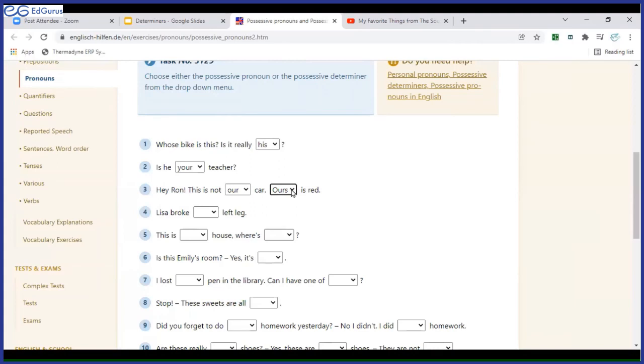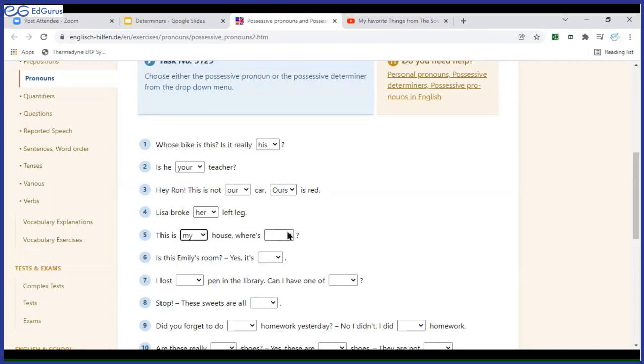Do we ever say my is red? This is not my car. Mine is red. Do we say my is red? No, mine, because my is a possessive determiner, right? But here we have to use a possessive pronoun, and my is not suitable here. Okay. Lisa broke her left leg. Right. This is my house. Okay.